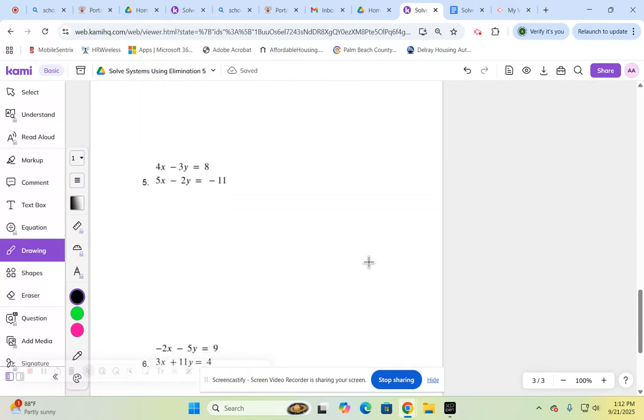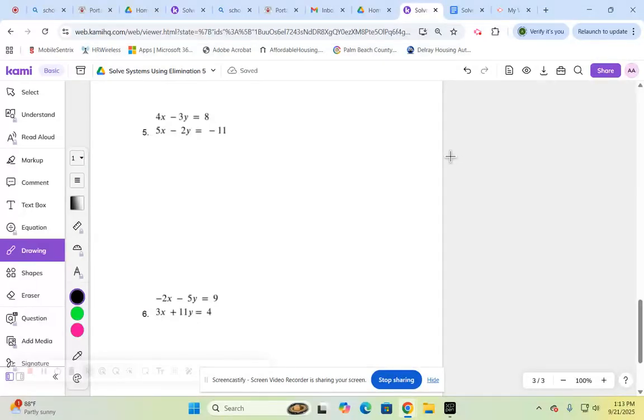All right, moving on to number 5. Okay, so we need to rewrite one or both equations to come up with a zero pair, opposite coefficients. Well, it looks like in this case we're going to have to rewrite both of them. So let's do that. I'm going to rewrite it so that the y terms have opposite coefficients. I'm focusing on the y's.